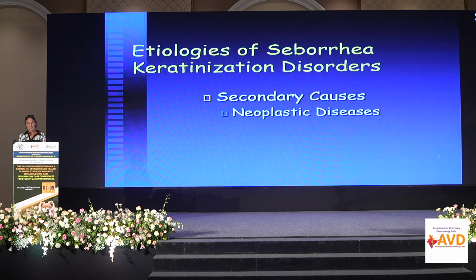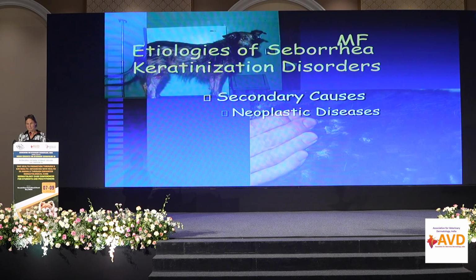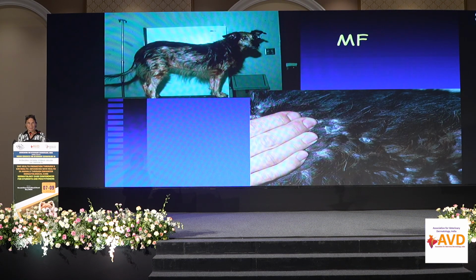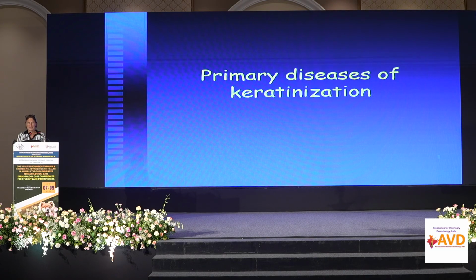We talked about neoplastic diseases like lymphoma already many times. This is just a slide to remind us that mycosis fungoides can look like many things, and some old dogs just get inflamed and crusty and scaly, and that is a secondary manifestation of seborrhea, right? So it's not a primary disease of keratinization, it's a secondary seborrhea. But now let's take a look at what is an actual primary disease of keratinization.